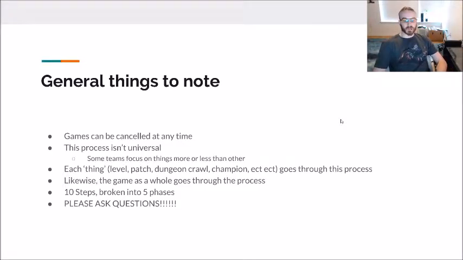So the process is relatively universal in the sense that most teams go from concept to prototyping to dev to alpha, beta, and then to launch. But where those fall in the pipeline is a little bit different. Speaking of that pipeline, each thing that you make in your game goes through that same pipeline process. So it's not that your game as a whole is made from the concept phase to the ship phase.